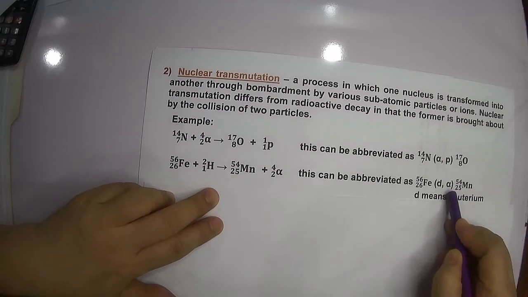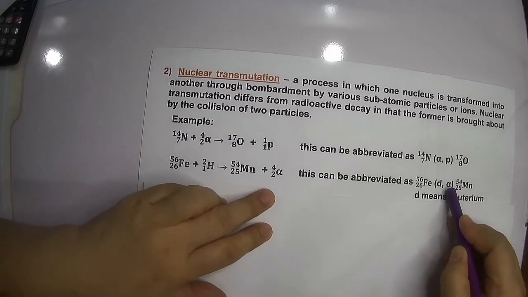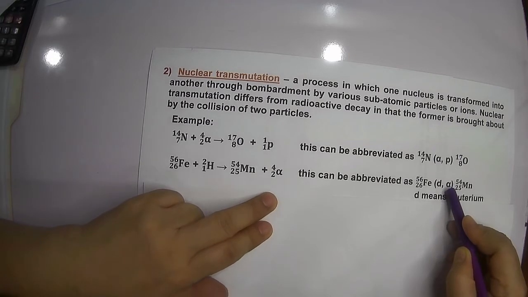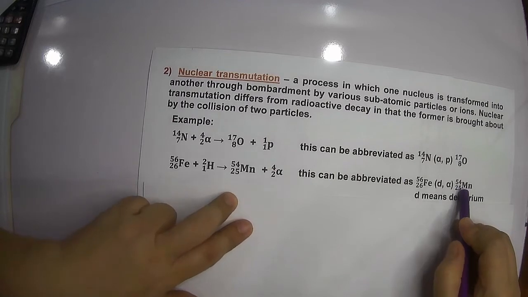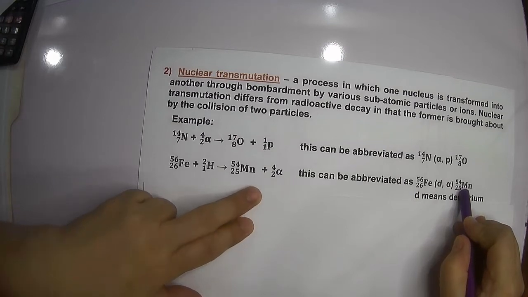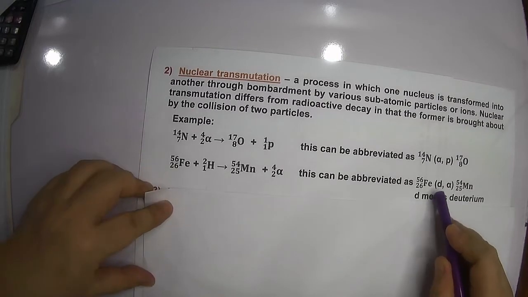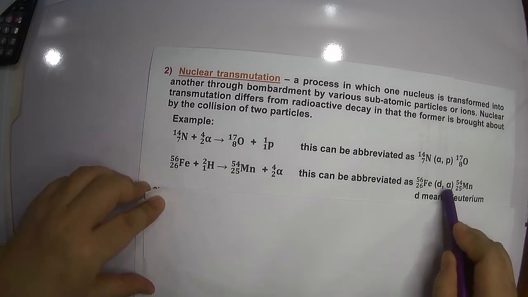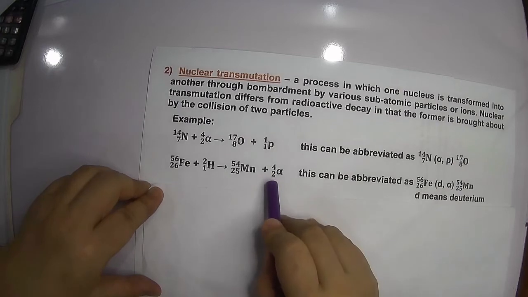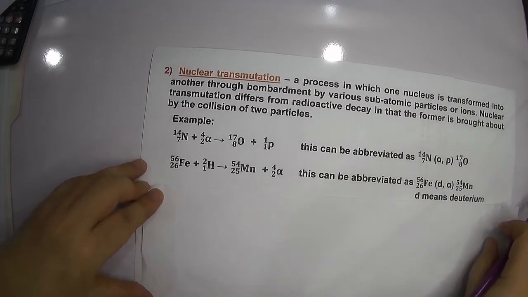Then the second symbol in the parentheses, which is alpha, is the particle that is emitted as a result of nuclear transmutation. And the second isotope or symbol after the parentheses is the product isotope, which is manganese-54. The D means deuterium, and the alpha particle could be replaced by the helium atom with a mass of 4 and a charge of positive 2.